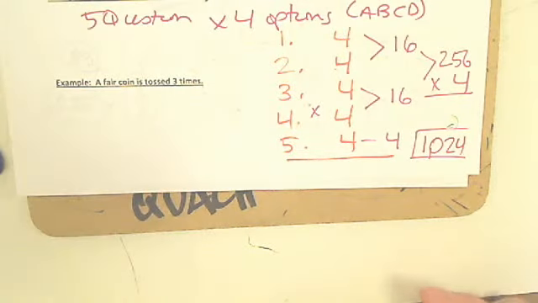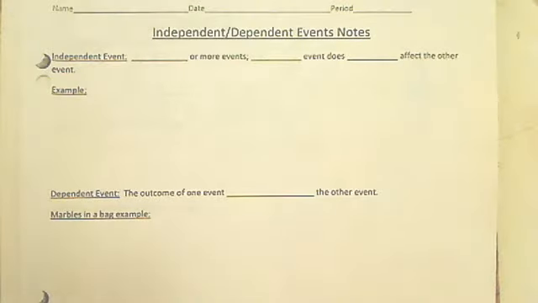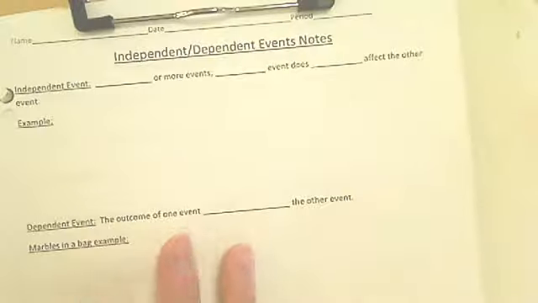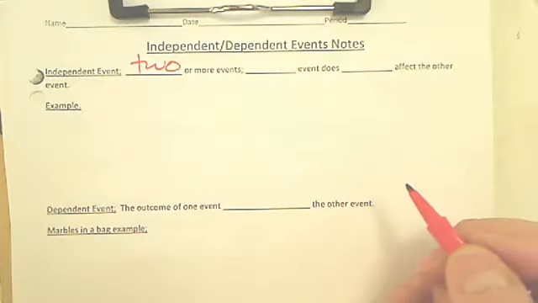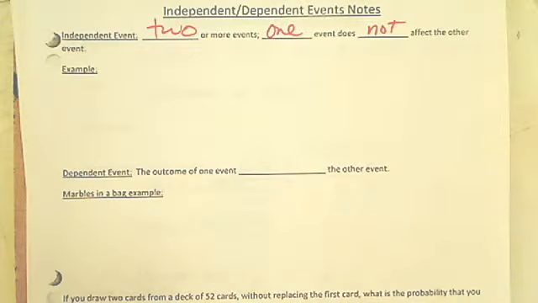Now, let's switch over to independent and dependent events. Here, we're going to do this, and we'll be done. The bell's going to ring. Okay, I hope this is making sense. Independent. We're almost done here, people. Independent events are 2 or more events where 1 event does not affect the other event.